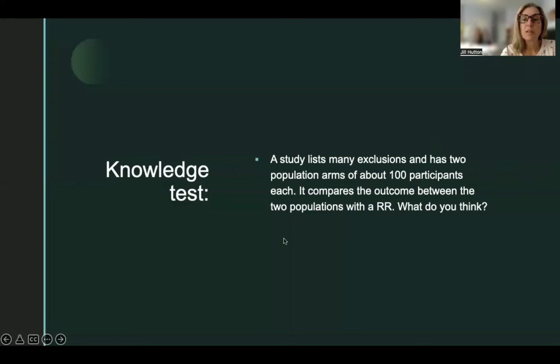So a few knowledge tests. A study lists many exclusions and has 2 population arms of about 100 participants each. It compares the outcome between 2 populations with a relative risk. What do you think? In general, they probably should have used an odds ratio here. If you have many exclusions and only 100 participants in each group, probably an odds ratio. However, sometimes a relative risk can be appropriate, especially if you're doing a pilot study that you want to then use for power analysis.